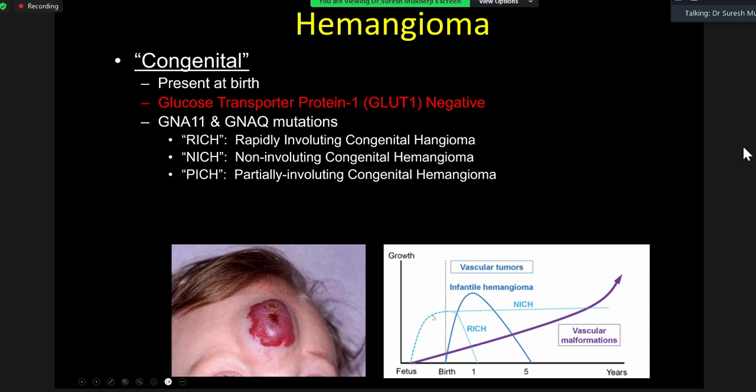On the other hand, you can have hemangiomas that never involute and stay the same. These are what are referred to as NICH, non-involuting congenital hemangiomas. So obviously, if you have something that rapidly involutes and then doesn't involute, it only partially involutes, well, now you have a PICH.